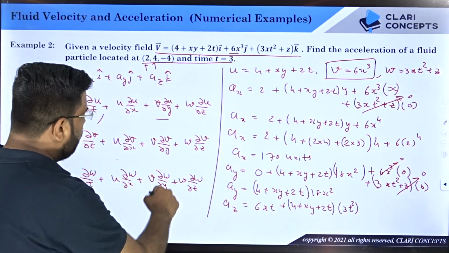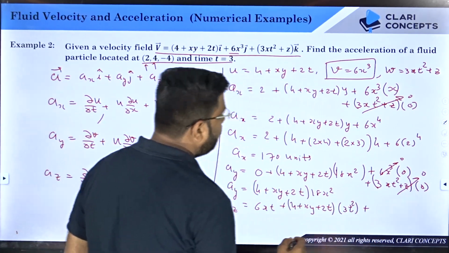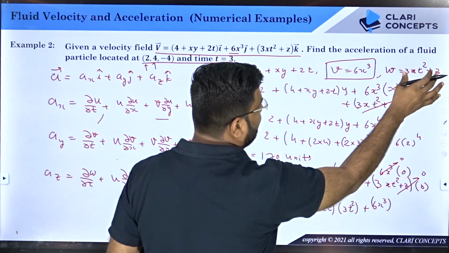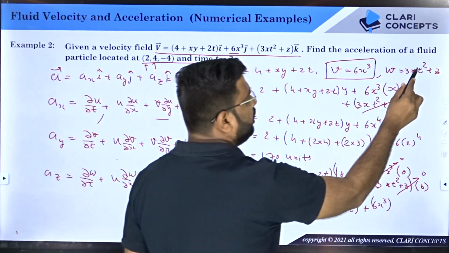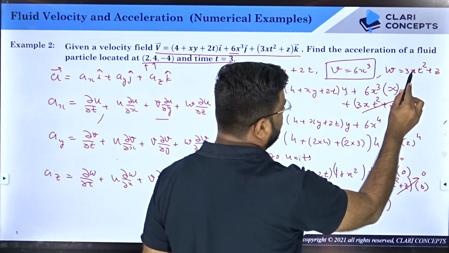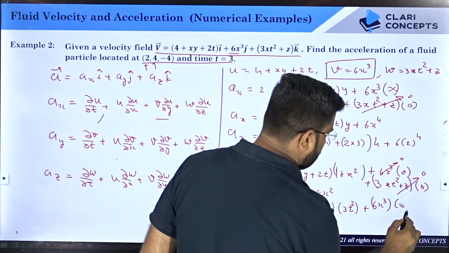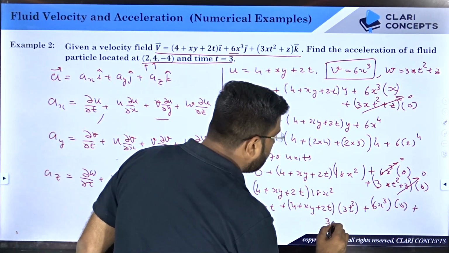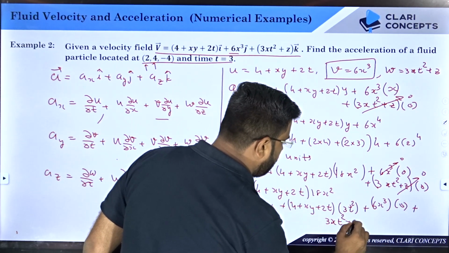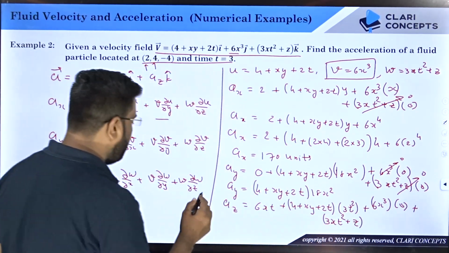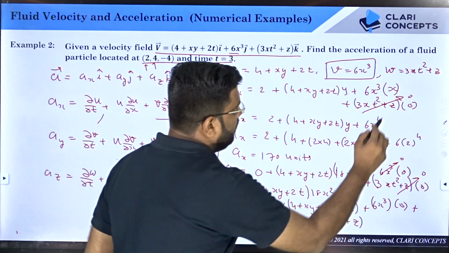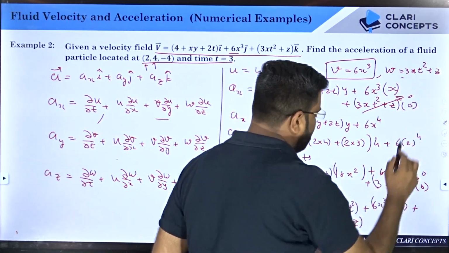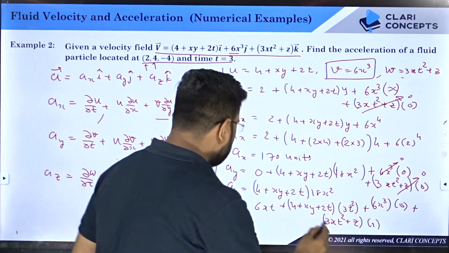Now plus v del w by del y. v is 6x cube. Del w by del y. So do you think there is any y term over here? Differentiation of this with respect to y is 0 and this is also 0. So this is 0. Plus w, that is 3x t square plus z, into derivative of w with respect to z. Differentiation of w with respect to z, that means this is 0, and differentiation of z with respect to z is 1. So just 1. So this is the final form of az.